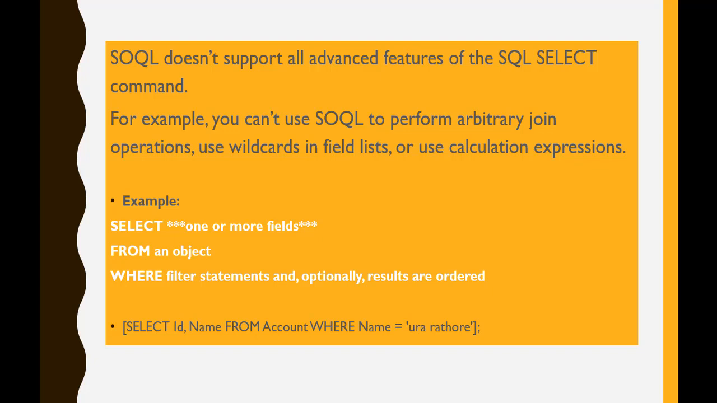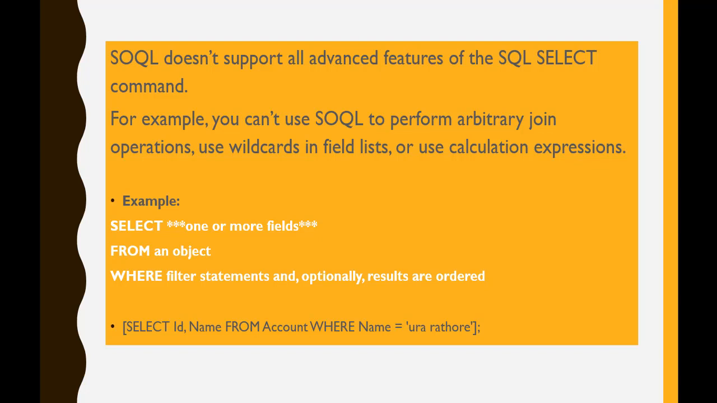Now, as I already told you, SOQL is very similar to the SQL select statement, but it does not support all the features of the SQL select command. For example, you cannot perform arbitrary join operations. You cannot use wildcards in the field list. If you remember, in SQL select, we can say something like select star from so-and-so table, and it will fetch all the fields from that table. But in the case of SOQL, you cannot do something like that. You cannot use wildcards in the field list or use calculation expressions. So these are some of the restrictions in SOQL as compared to the SQL select statement.